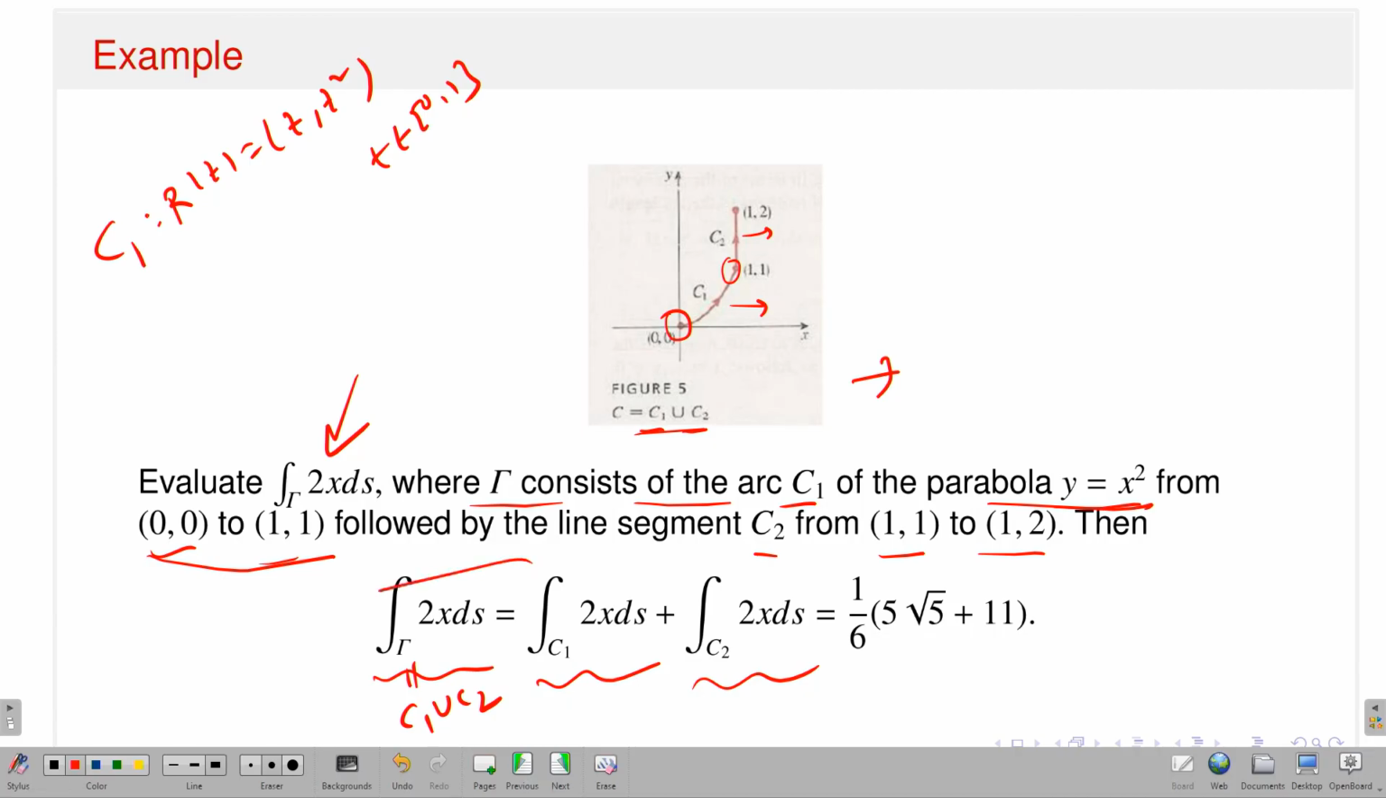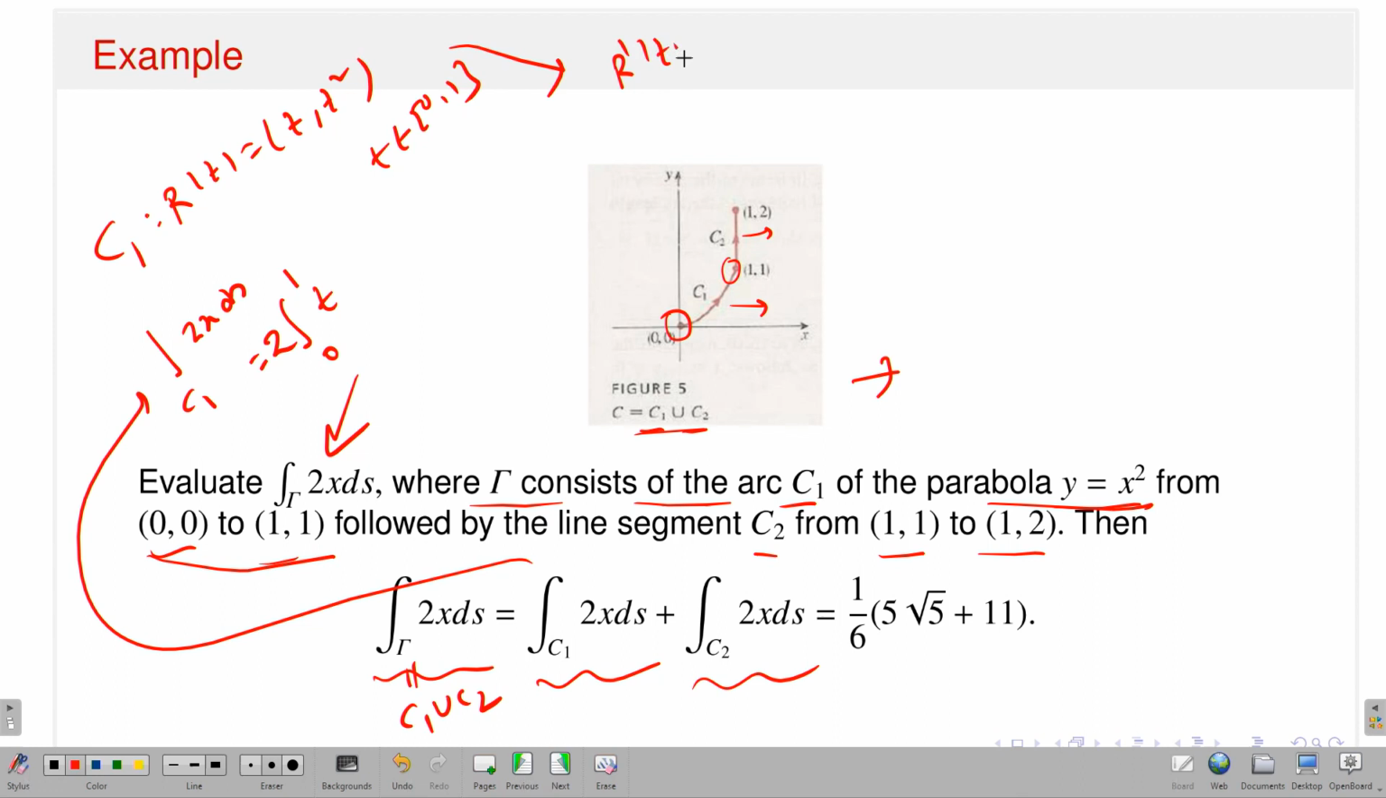If I calculate this scalar line integral, the integration over C1 of 2x ds, this is the integral from 0 to 1, with 2 outside, of x, which in terms of t is t, and then I have to take r prime. What is r prime of t? This is nothing but (1, 2t), and you have to take the norm. So that gives the square root of 1 plus 4t squared, and then dt.